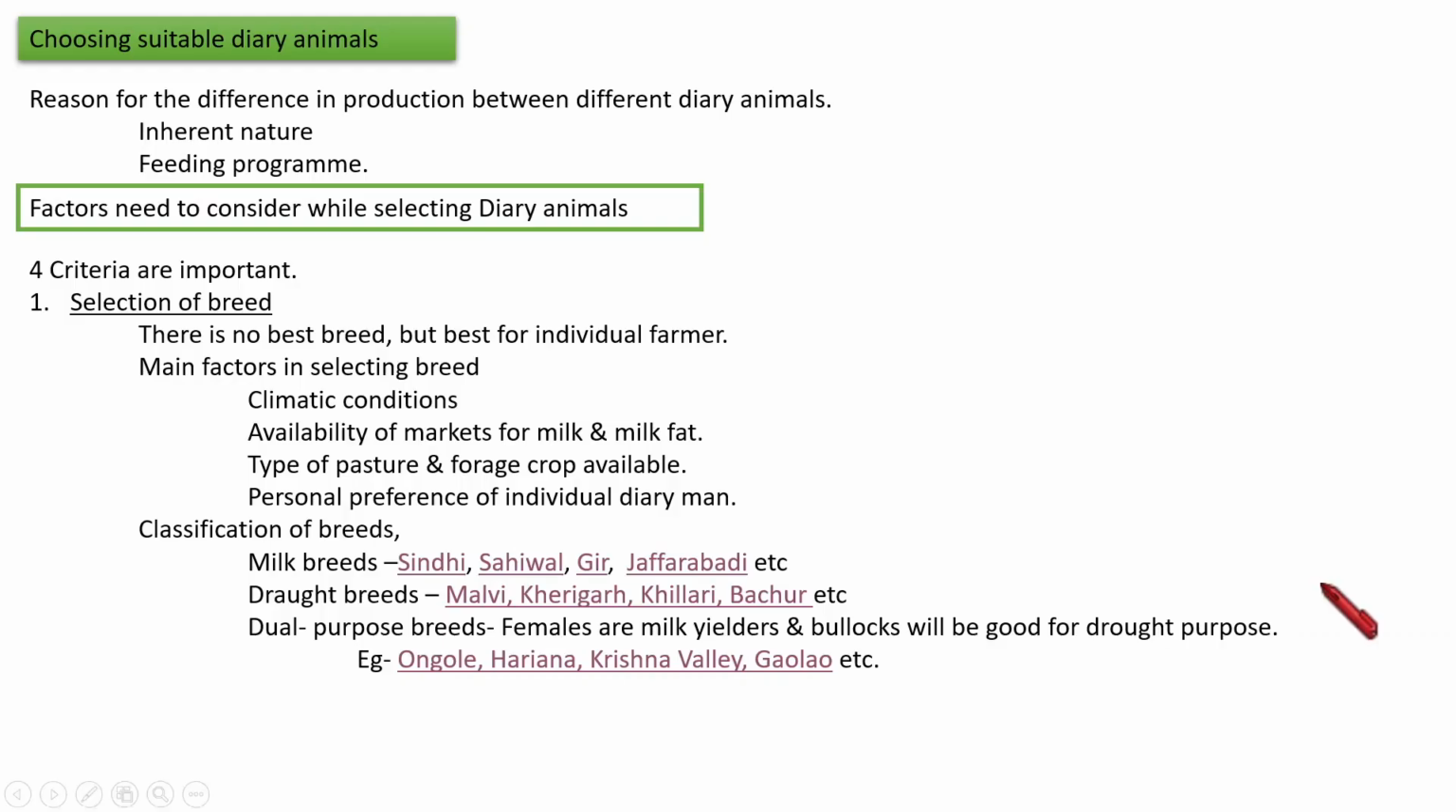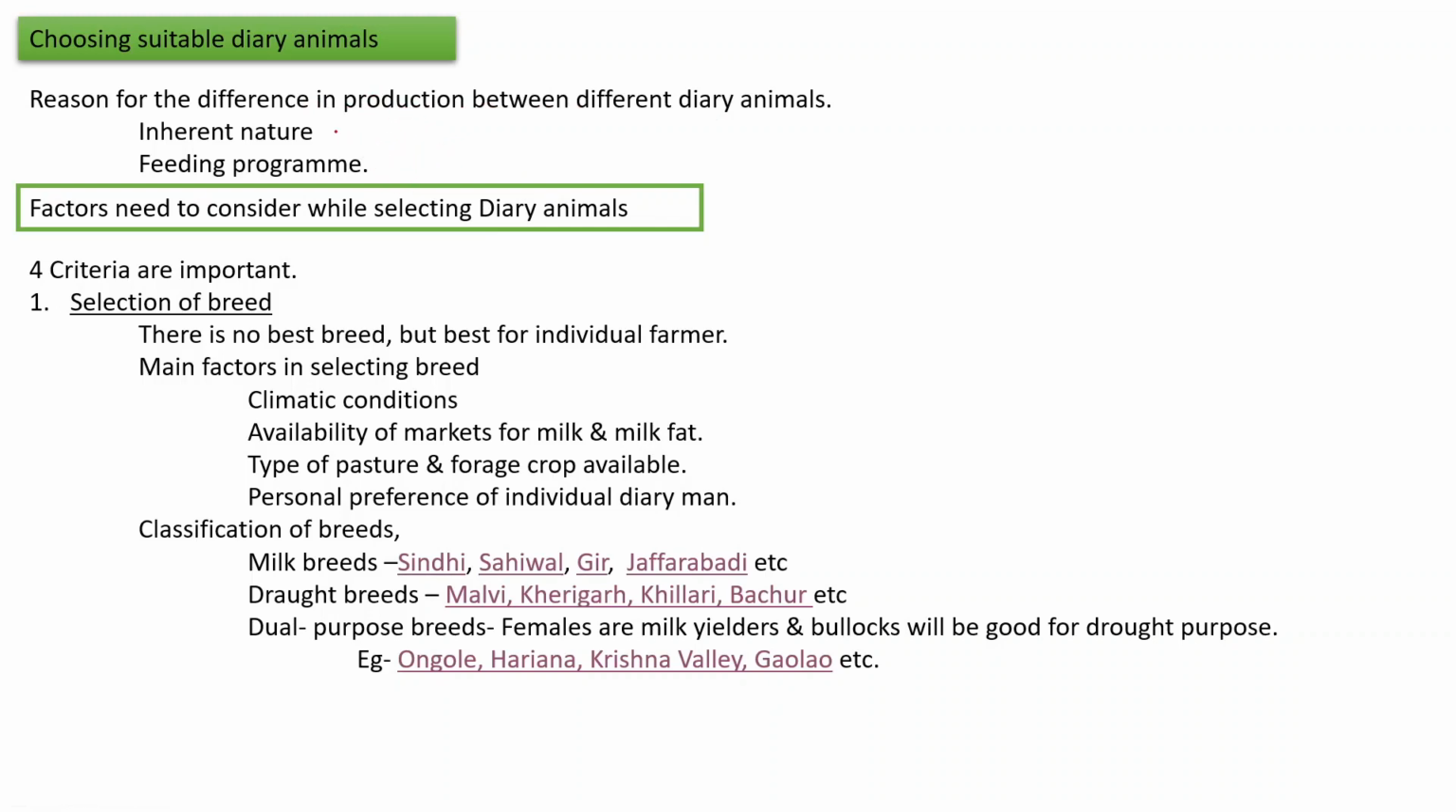Good morning, dear students. Today we are going to continue the remaining portion of dairy farming with the heading Choosing Suitable Dairy Animals. Before that, we need to understand that there are two basic reasons that make dairy animals differ with respect to their production. Which are those two reasons?